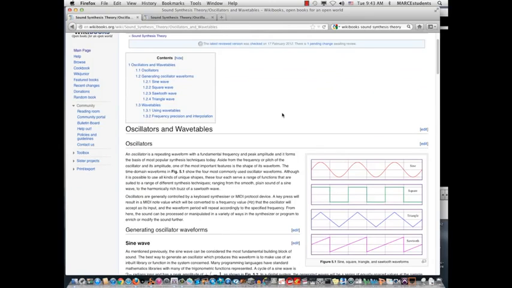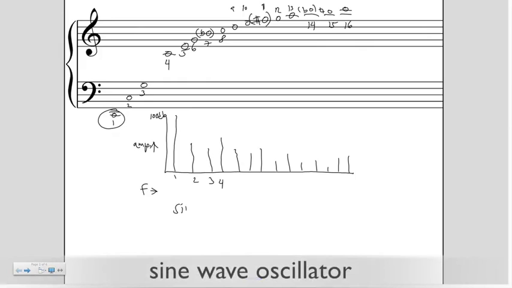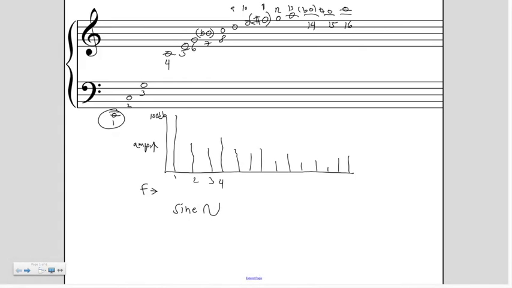So the first one was called a sine wave oscillator. A sine wave, and the symbol for that, it sort of looks like that when you see it on an oscilloscope. The definition of a sine wave oscillator is just a fundamental frequency with no partials. So this would only be the number 1 of our cello. If we were to take out everything else and have just the fundamental frequency that we're listening to, that would be a sine wave.